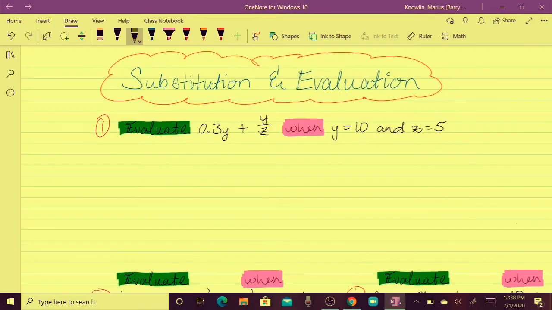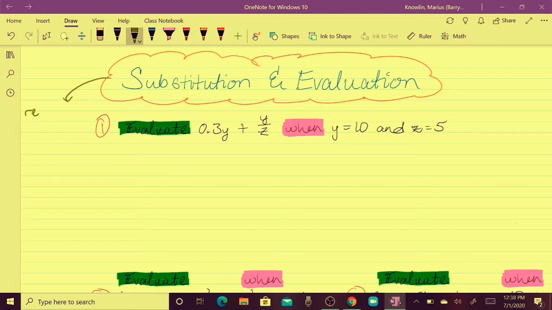Today's lesson is on substitution and evaluation. These two really go hand in hand. In order to evaluate, you must substitute. And so substitution, let's just really talk about that real quick.